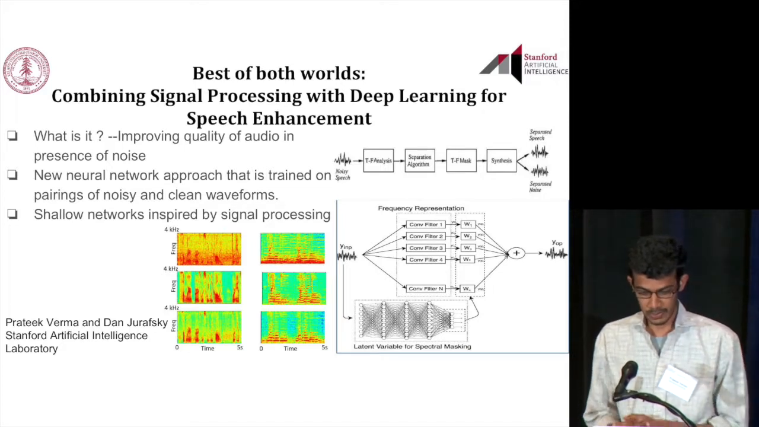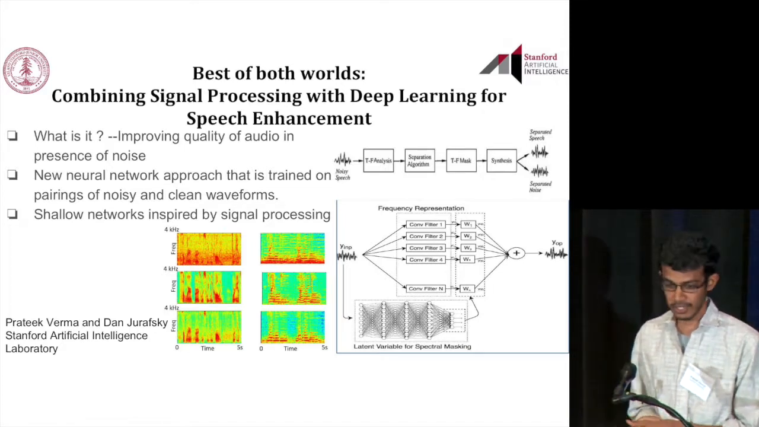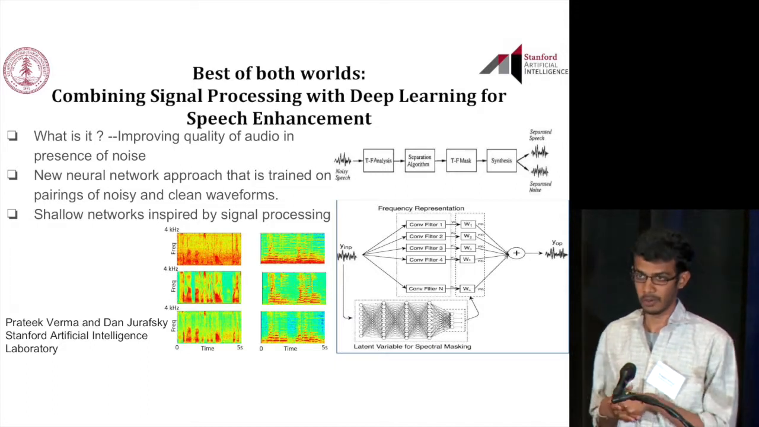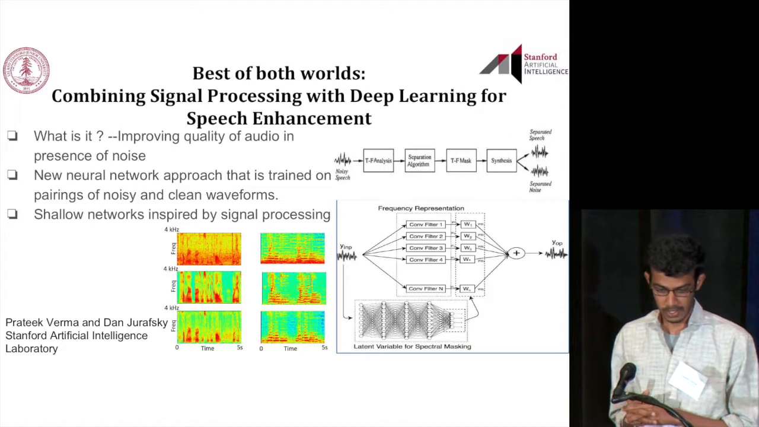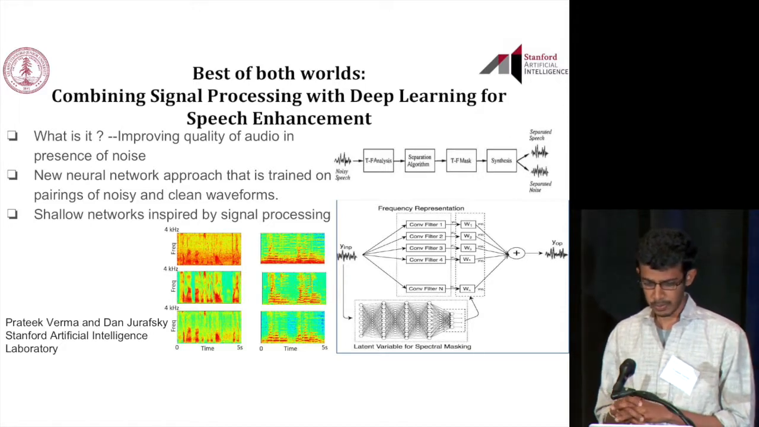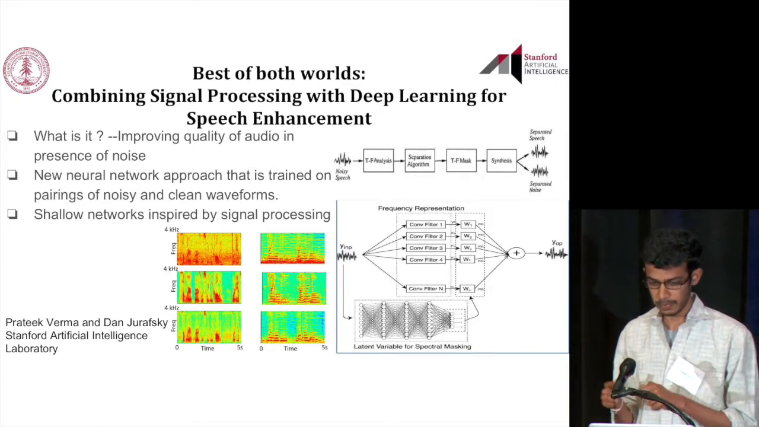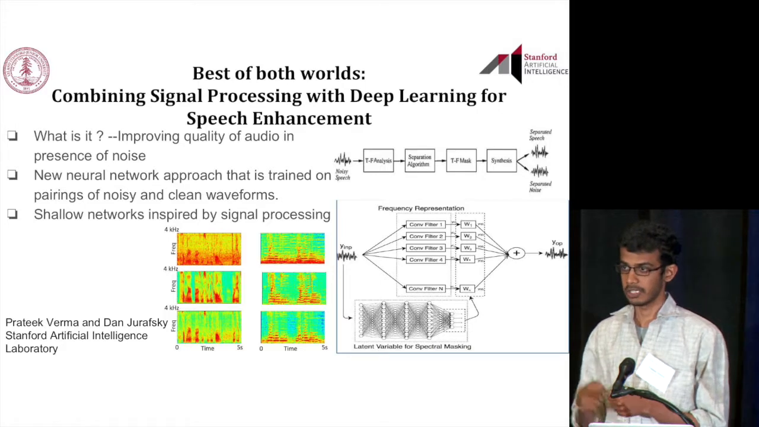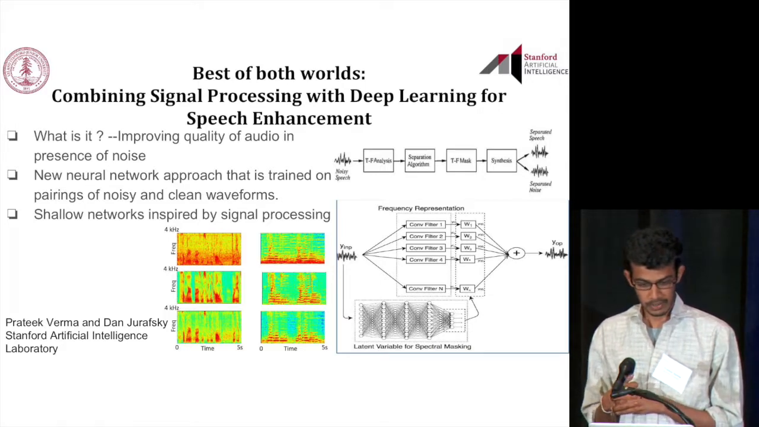This work is on combining signal processing and deep learning for audio-speech enhancement. So deep learning has had a profound impact on a lot of fields, and audio was one of them as well. So speech enhancement deals with using machine learning or neural networks to improve the quality over the telephone, which can probably improve speech recognition or lead to better hearing aid design.